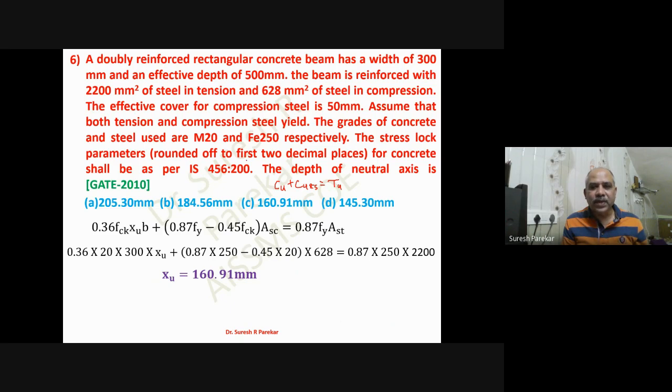Now here it is clearly given that it is the limiting value, and as we have to go for the limiting value, we have Fy 250, M20 is given for FCK, and then ASC is given, AST is given, Fy is 250, FCK we know, B we know. So we will substitute the values, and that will give us the value of XU as 160.91 millimeter. The option is C.